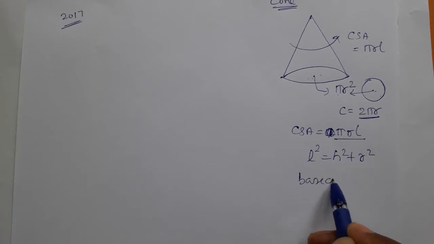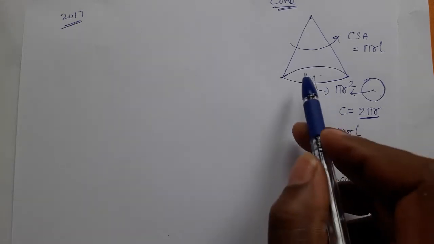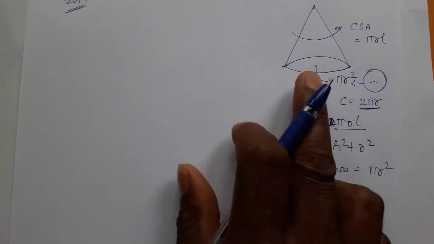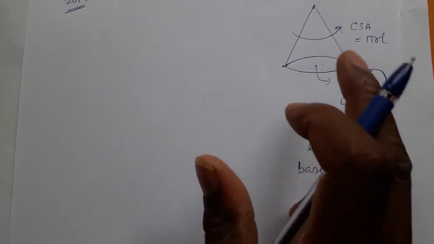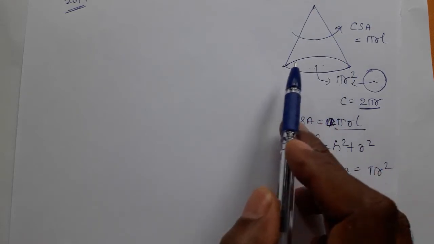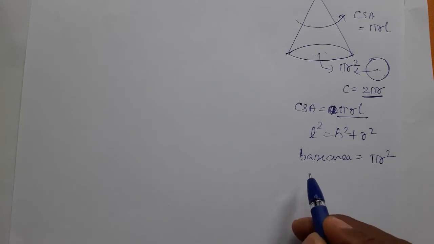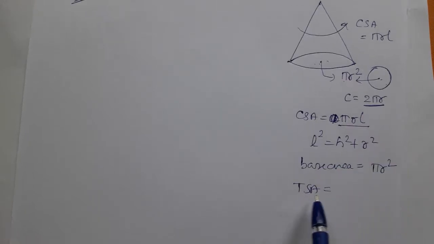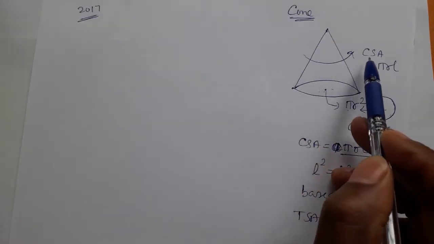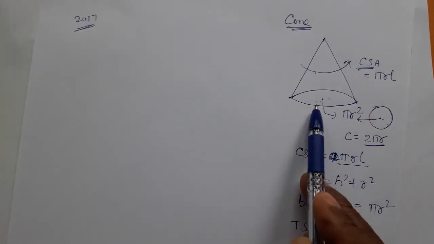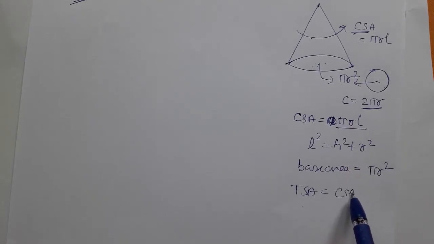Base area is what? The cone has a circular base, therefore base area is pi r square. Here only one circle is there, but in a cylinder there are two circles, one at the top and one at the bottom, so we write 2 pi r square. But in a cone only one circle is there, just pi r square. Total surface area means curved surface area plus base area together. If you add these two, you will get total surface area.